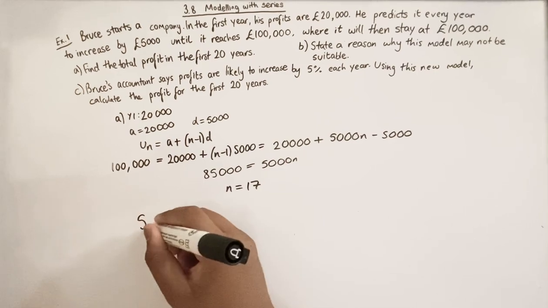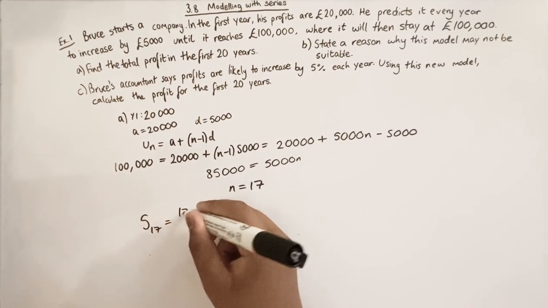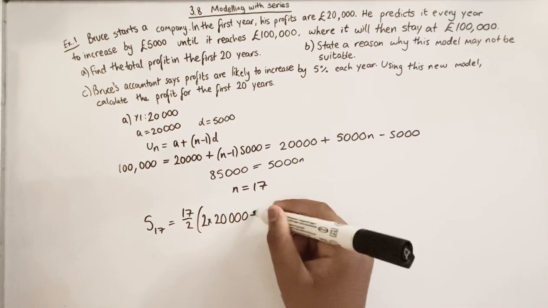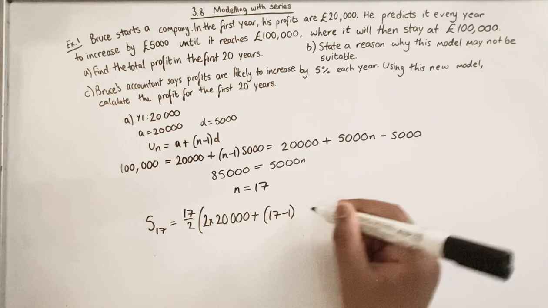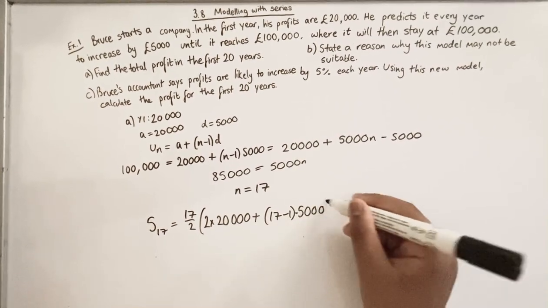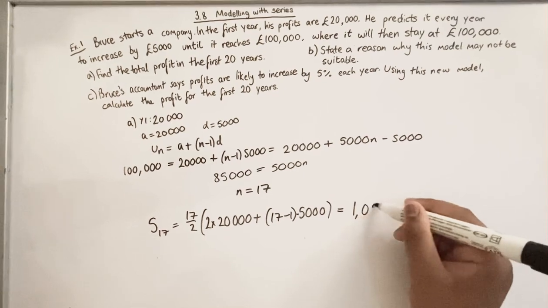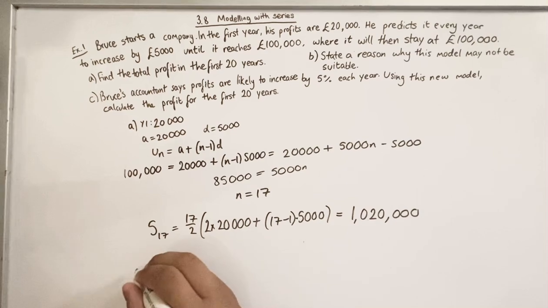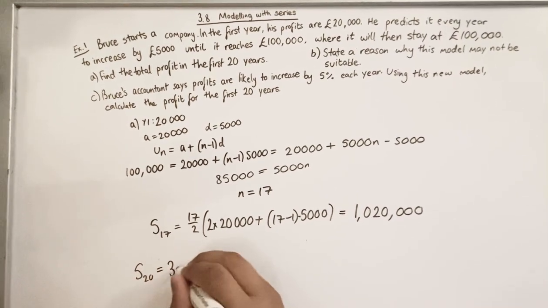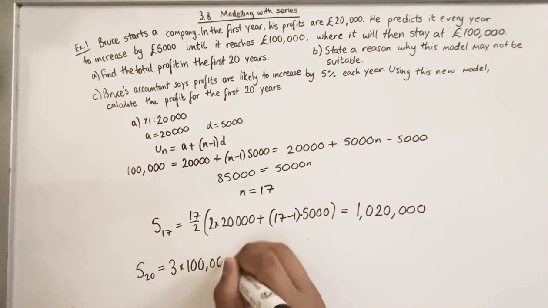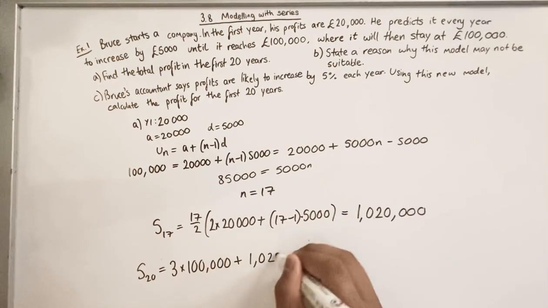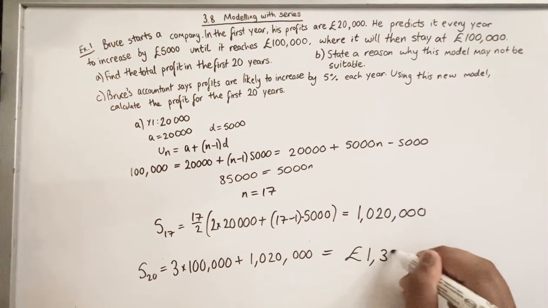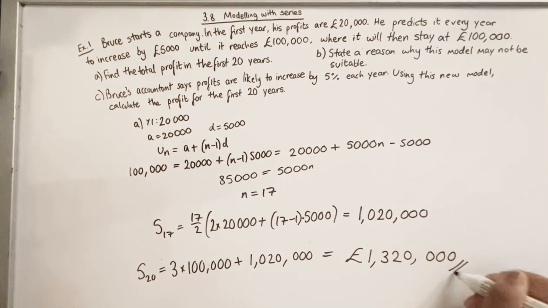The sum of the first 17 years is n over 2, so 17 over 2, times 2 times 20,000 plus (n minus 1), 17 minus 1, times 5,000, which is 1,020,000. This is for the first 17 years, but then we need the last 3 years. So S20 is equal to 3 times 100,000 plus 1,020,000, which is 1,320,000 pounds in the first 20 years.